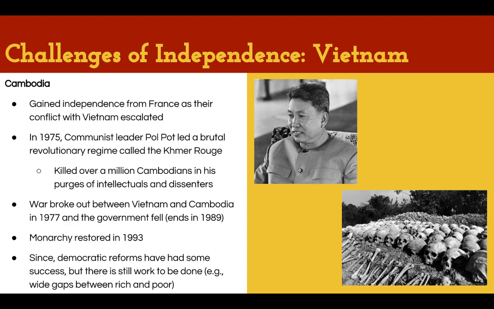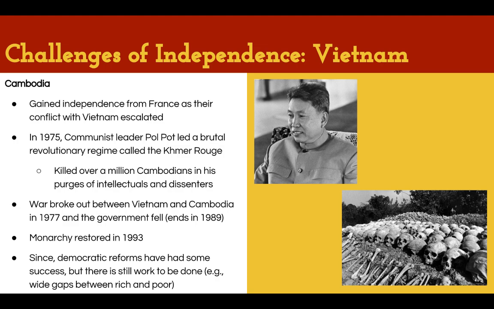Now, another country that faced challenges was Cambodia. They gained their independence from France as France had more and more conflict with Vietnam. And eventually, in 1975, a communist leader rose up, a man named Pol Pot, and he led a brutal revolutionary regime in Cambodia known as the Khmer Rouge.